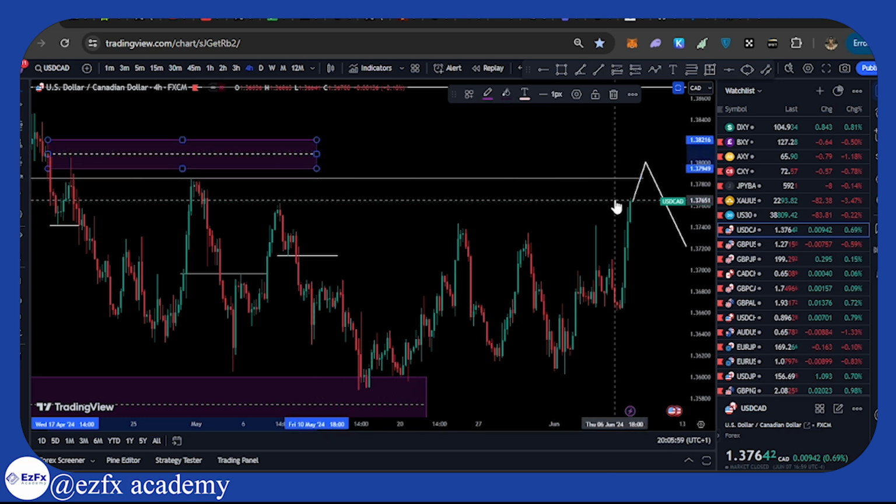So that will be my bias on USD CAD, between 1.37863 and possibly 1.38216. Sorry, did I say 1.87? I meant 1.37863 and 1.38216. So I'll watch out for price to possibly pull back around that range, and then we get to see a sell-off.